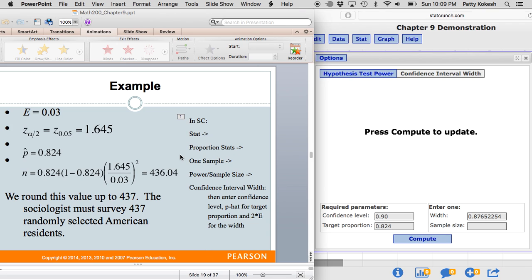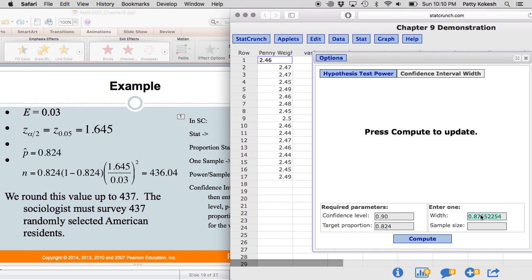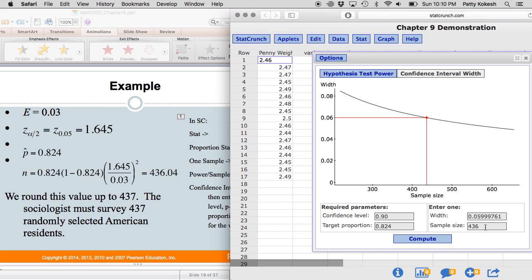And our target proportion, that's our p-hat that we have right now, which is 0.824. Now, the thing that's a little tricky that you have to remember is that margin of error is added and subtracted from your proportion. So the margin of error that we are willing to deal with is 3%. Now that's in either direction. So if you're entering the width of the confidence interval, you actually have to multiply that error by 2. So in this case, the 0.03 actually becomes 0.06. And now if I click Compute, I get 436 people.